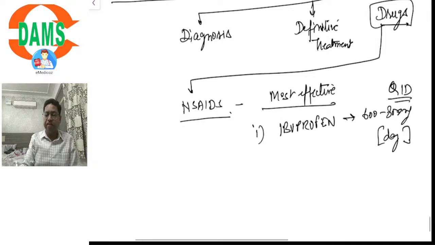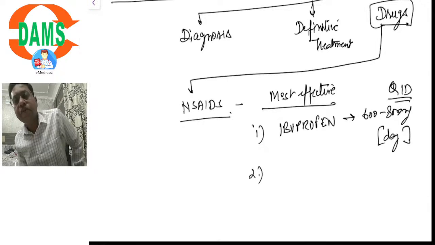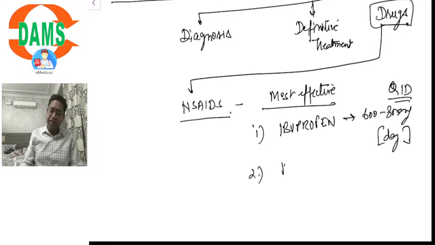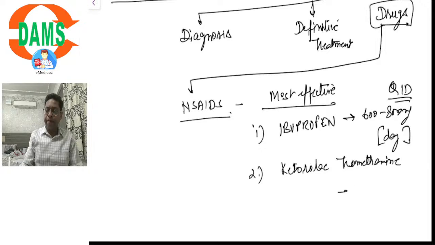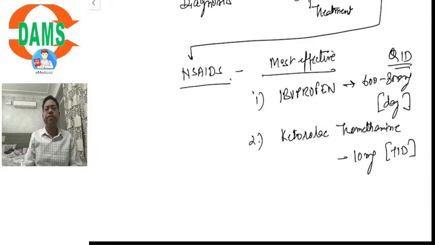The second drug, which has been found to be potent, is ketorolac tromethamine, which is usually given 10 milligrams 3 times a day. Ketorolac tromethamine, Ketorol DT, all must be aware of that. And the third drug is acetaminophen.